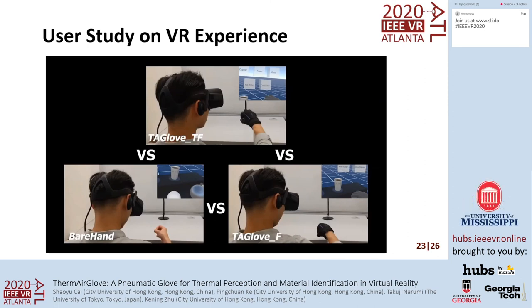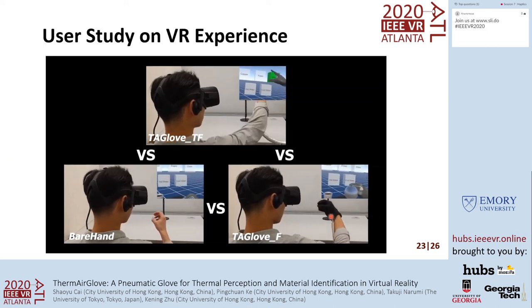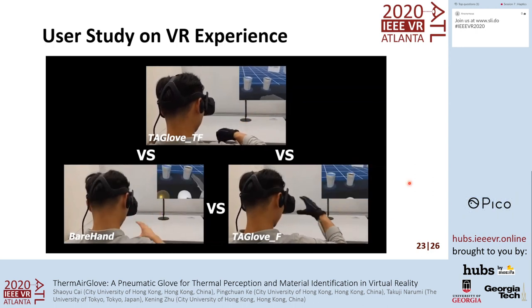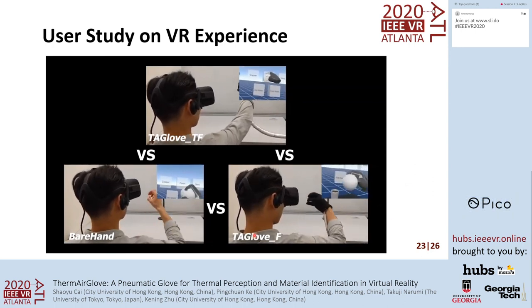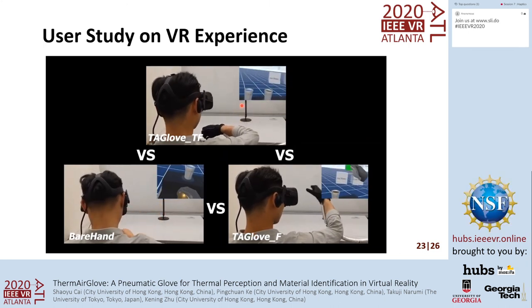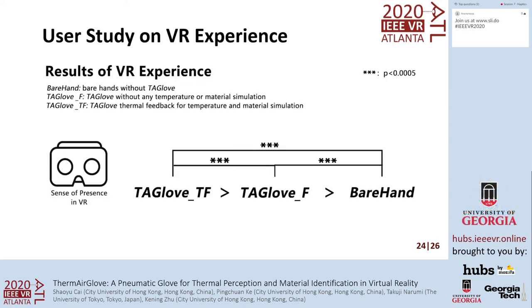Finally, we conducted user studies on VR experience with thermal air glove. We compared three conditions of object manipulation: using bare hands without thermal air glove, denoted as bare hand; wearing thermal air glove with room temperature air but without any temperature and material simulation, denoted as Tegelov F; and wearing thermal air glove with thermal feedback and material simulation, denoted as Tegelov TF. The results showed using thermal air glove in immersive VR could significantly improve users' experience of presence compared to current commercial VR settings and thermal air glove system without any temperature or material simulation, Tegelov F.